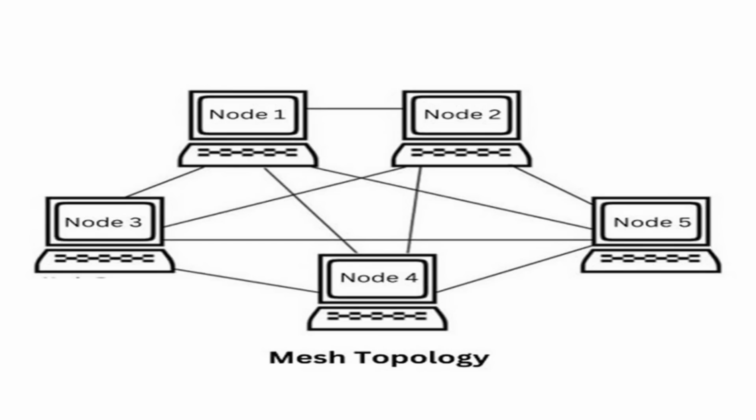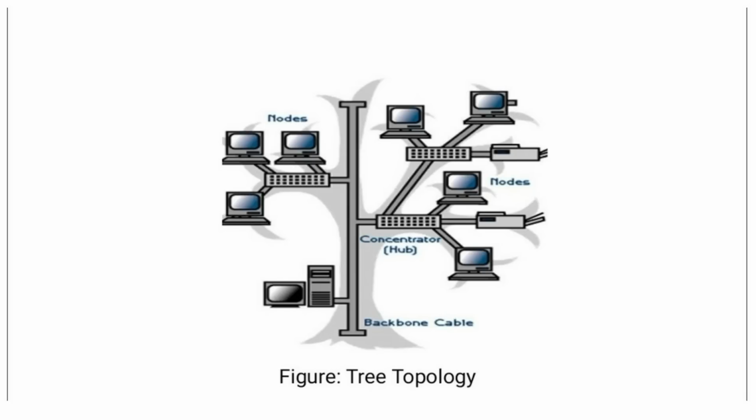Disadvantages of this mesh topology: it is expensive due to the numerous cables and ports required, and complex to set up and maintain. The sixth one is the tree topology. This tree topology is a combination of characteristics of star and bus topology, arranging nodes in a hierarchical structure resembling a tree. In this layout, multiple star networks are connected to a central bus, allowing for a scalable, organized network design.